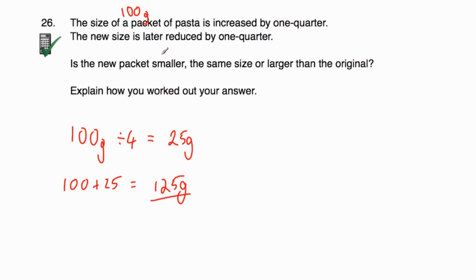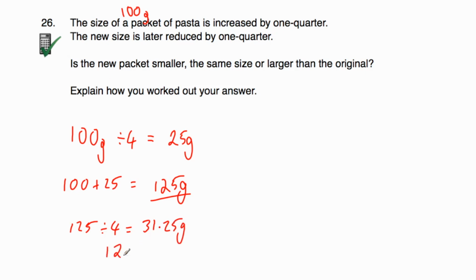But then that new size is later reduced by a quarter. So let's reduce this by a quarter. So let's work out a quarter of this number and then take it away. So let's take our 125 and divide it by 4. It's a calculator question, so we can take our 125 and divide by 4. And that's equal to 31.25 grams, and it's reduced by that amount.